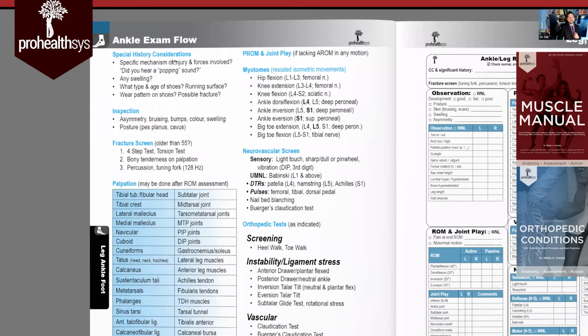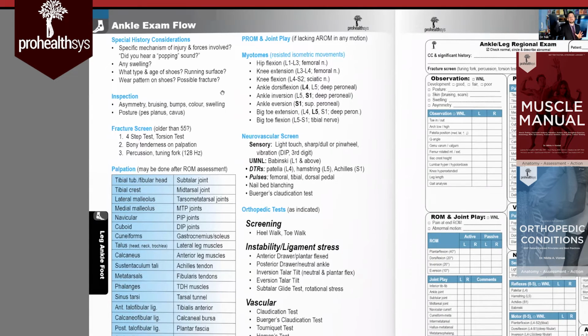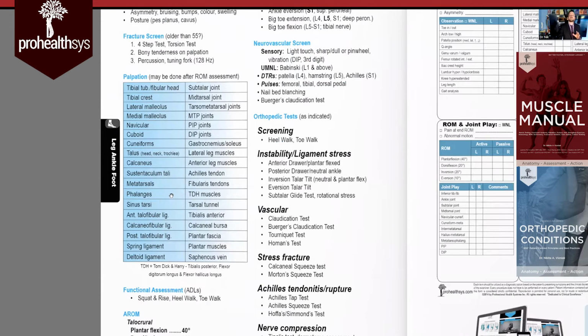If you are teaching a class or in a class, because you are still in the learning aspect of this, it's going to be better for you to go through detailed, what are my specific history questions outside of your regular history, of course, following your inspection, fracture screen if it's required, and then a detailed palpation list. This is important for our basic anatomical understanding. And again, I'd refer you to the muscle manual right over here, or we have videos of palpation of all of these structures as well.